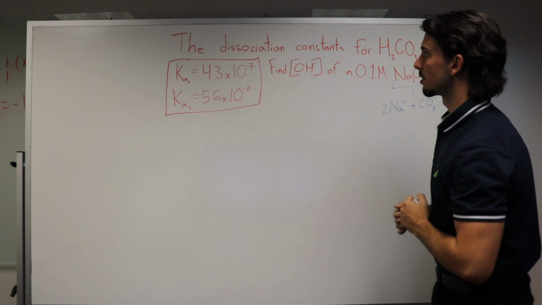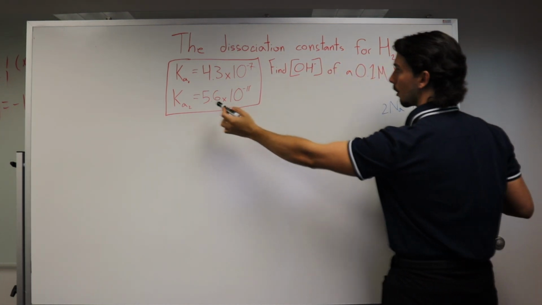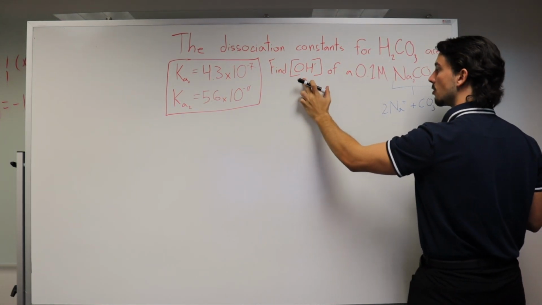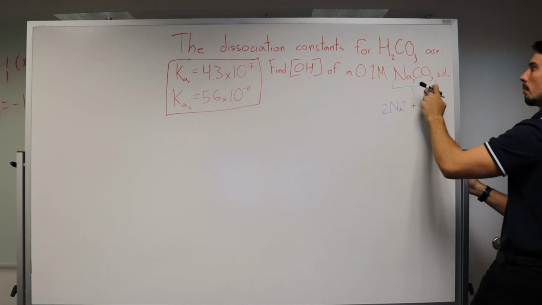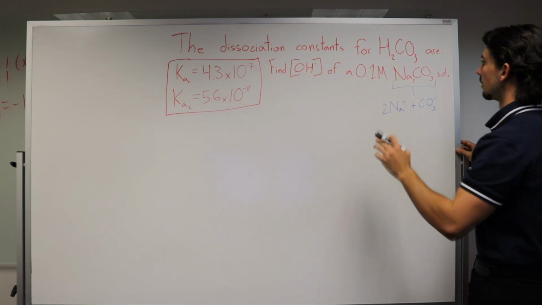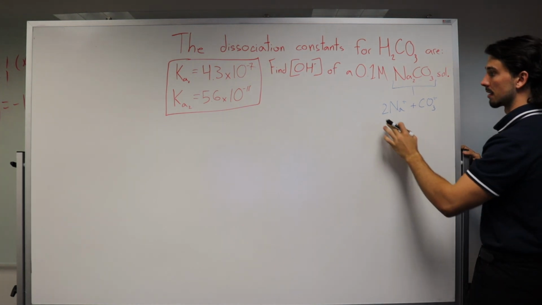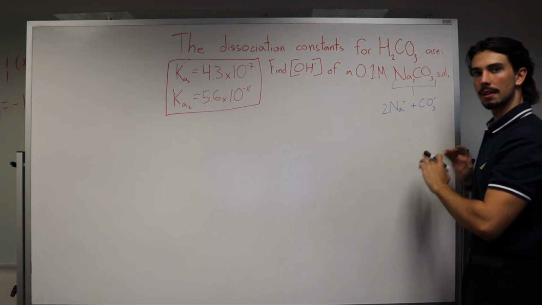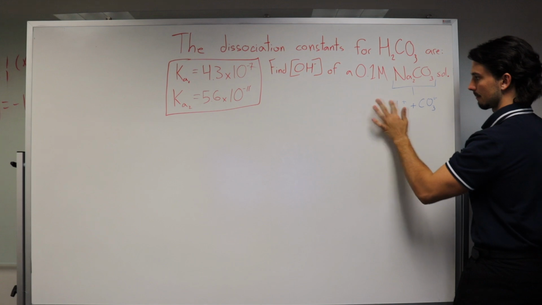Alright, in this next question, we're told that the dissociation constants for carbonic acid are here written out. And we need to find the hydroxide concentration of a 0.1 molar sodium carbonate solution. So, first thing that we always do is we always look at how this is going to dissociate. It'll fully dissociate when it's mixed in water, giving us 2 sodiums and 1 carbonate. Now, remember what we said. Sodiums don't affect the pH, they're neutral. So we can just ignore this.